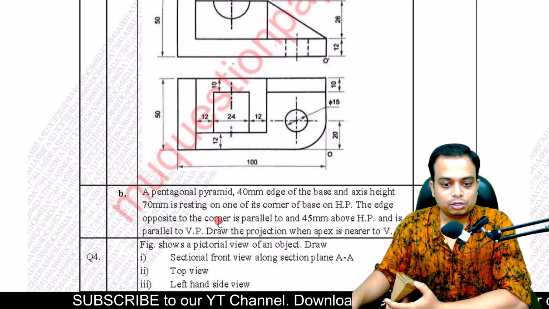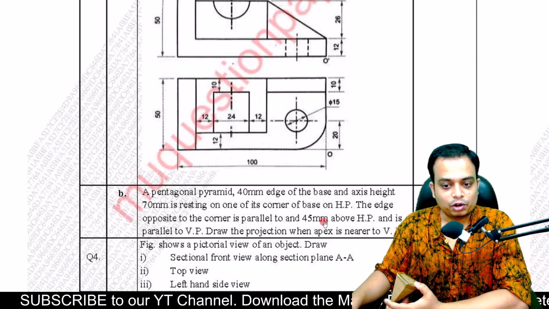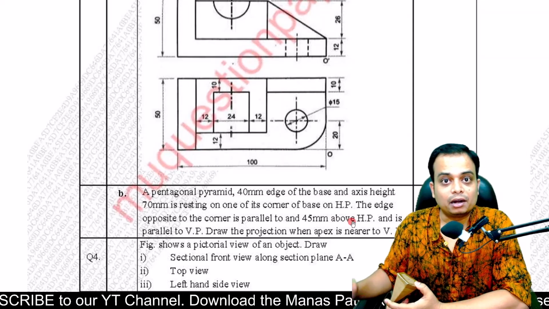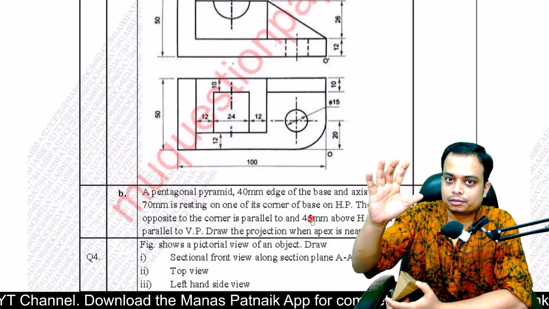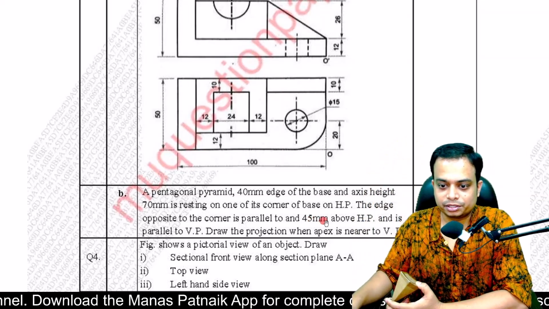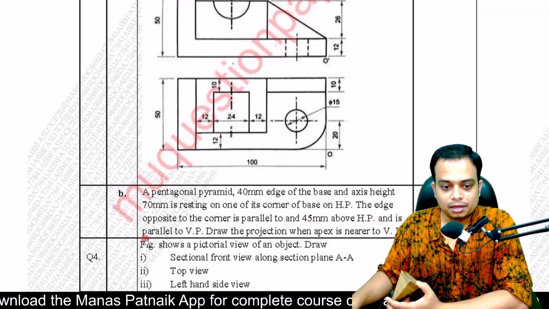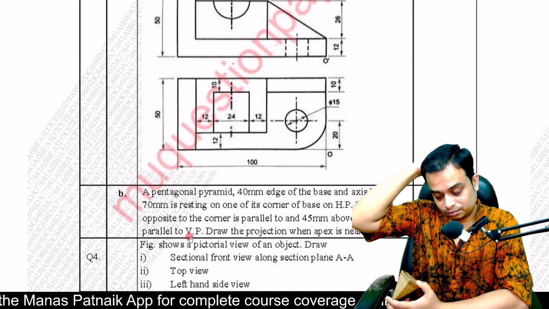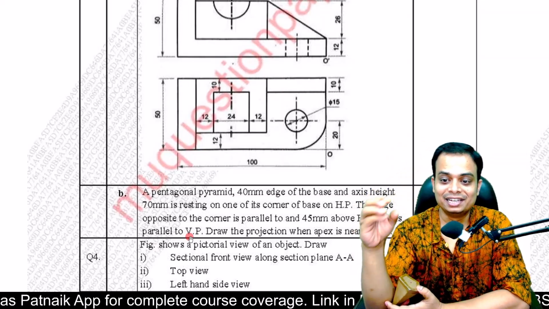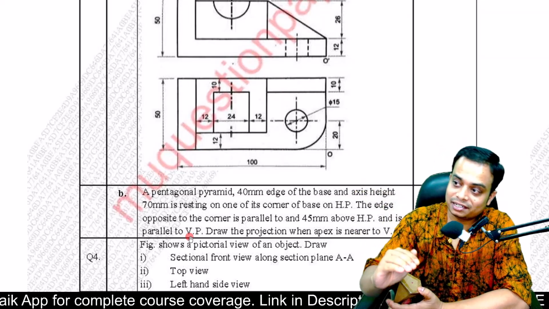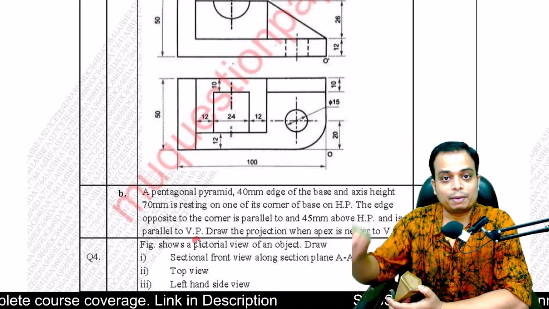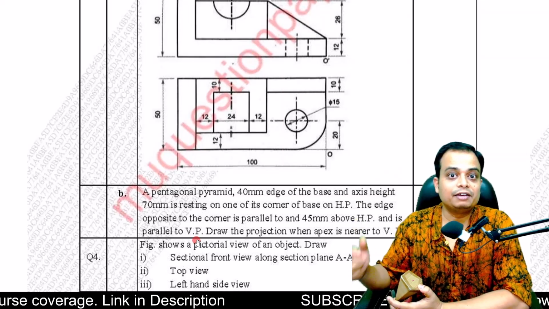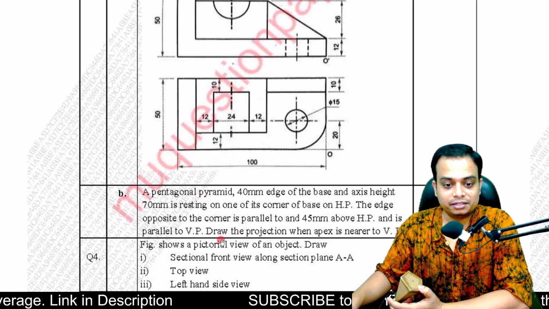The edge opposite to the corner is parallel to and 45 mm above HP. It is parallel to HP. At the same time, it is at a height of 45 millimeters. That's what has been given in the question. And it is parallel to VP. So many constraints. It is parallel to HP. It is at a certain height, 45 mm above HP. Now it is also parallel to VP. Let's read further. Any more conditions?